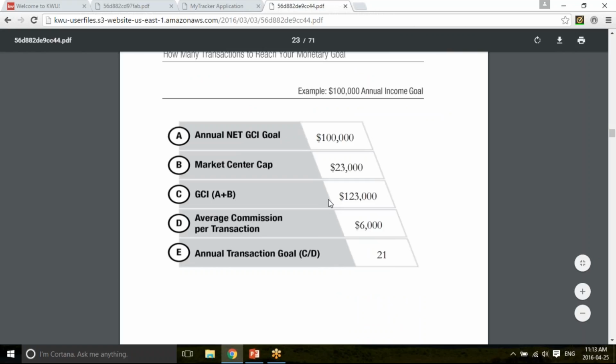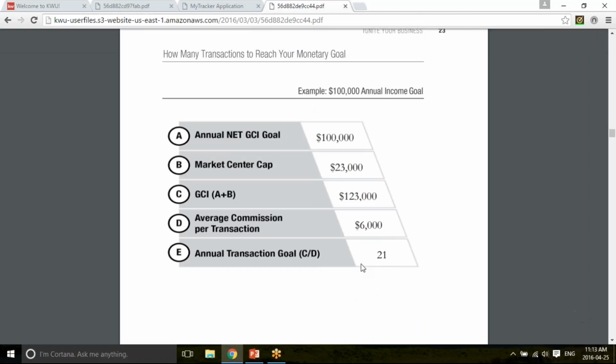So, look how it's already done for me. Now what we have to do is just change the math here. It's saying if I want to net 100,000 as my income, which is what we put up on the flip chart, and my market center cap is 23,000, that means I need to do a total of 123,000 before expenses to end up with 100,000 in commission to work with. It's a pretty easy spreadsheet, actually.